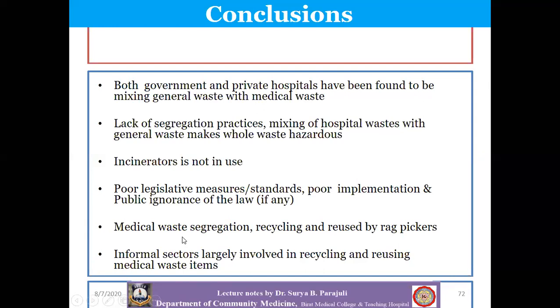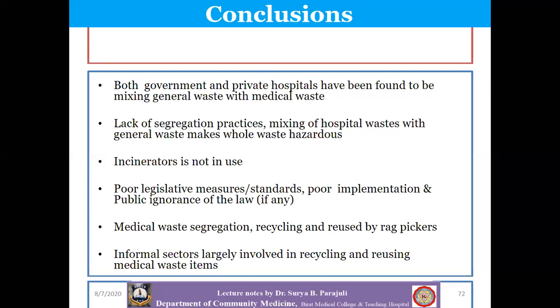The challenge is posed by rag pickers. Medical waste segregation and recycling is done by rag pickers without PPE, personal protective equipment. So it may increase the chance of hepatitis B, hepatitis C, and HIV infection. Informal sectors are largely involved in recycling and reusing medical waste, not the formal, trained sectors. Especially in some places, rag pickers and even animals are used for decreasing the volume of wastes.